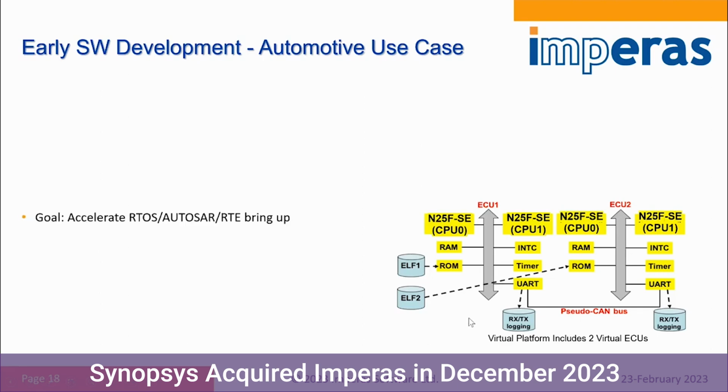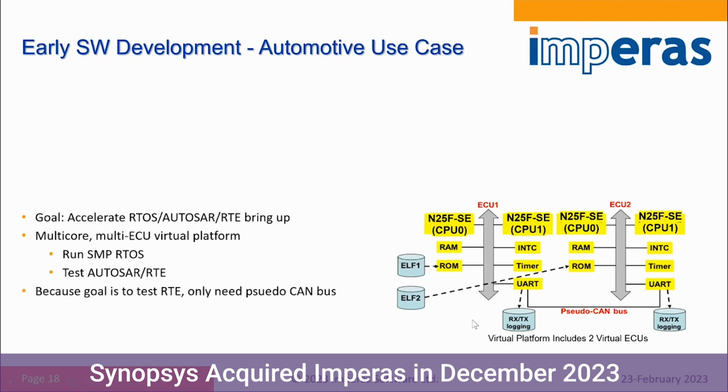The goal of the simulation is to accelerate the bring up of RTOS and AUTOSAR RTE. It can run SMP RTOS and test the AUTOSAR RTE communications layer, and that's our simulation goal. Now, because the goal is to test the communications layer, we don't need to model the entire CAN bus. In this picture, you can see that the communications is just run over the serial link. So with the virtual platform, you can really abstract the model according to your simulation goal.